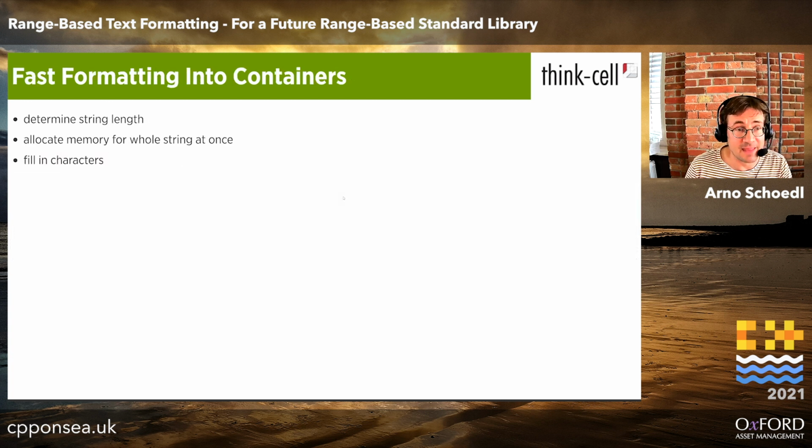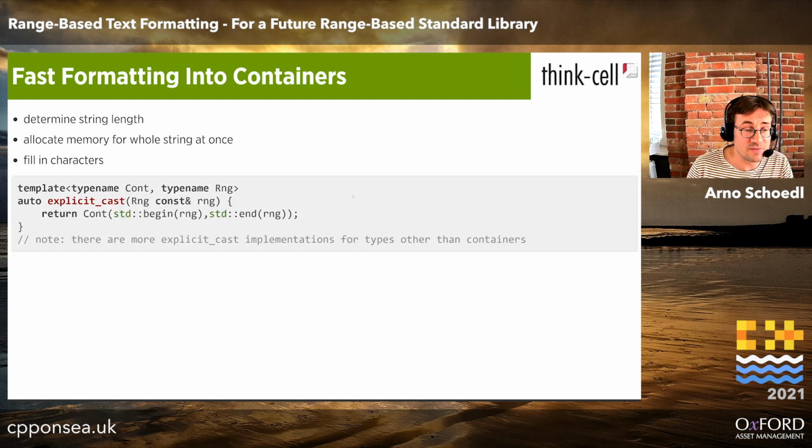Now, how can we make this fast, to do this formatting into containers? The fastest way to do this would be we first determine the string length, then we allocate the whole memory of the whole string at once, and then we just fill in the characters as quickly as possible. That's basically the idea. So how can we do this?